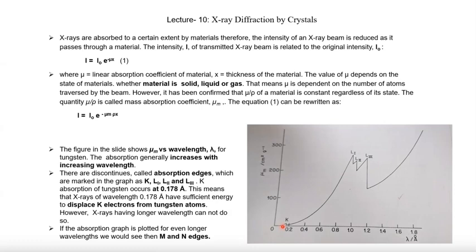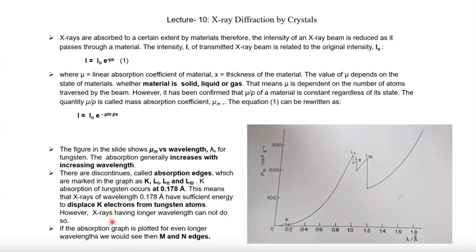This is the mass absorption coefficient versus wavelength, and this curve is for tungsten material. So we can see that the K alpha edge, the K absorption edge, is at 0.178 angstrom. This means that X-rays of this wavelength have sufficient energy to knock out an electron from the K shell.